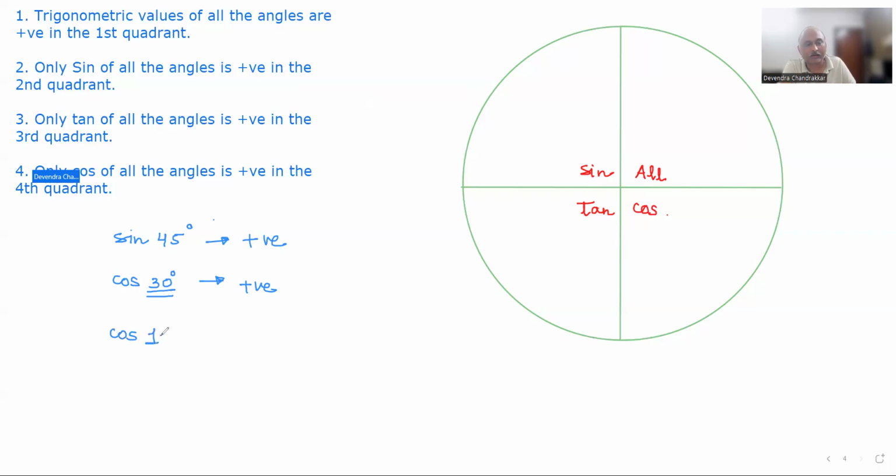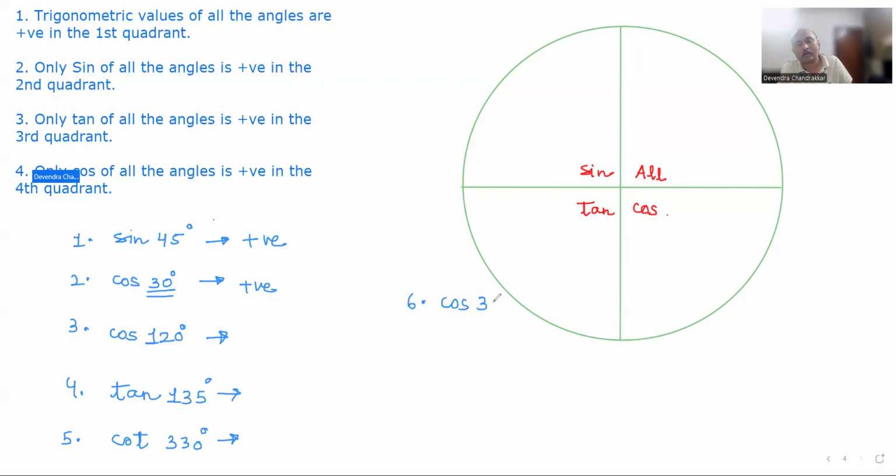Cos of 120 degrees, is it positive or negative? All of you, now write it in the chat window. You do this exercise in the chat window. Positive or negative, you just have to write this. So this is the first one, second, third, fourth, fifth. So it's got 330 degrees, positive or negative. And the last one is cos 345 degrees, positive or negative.